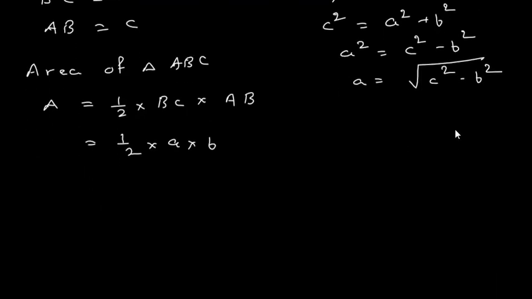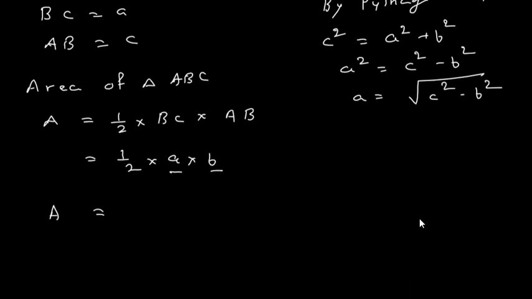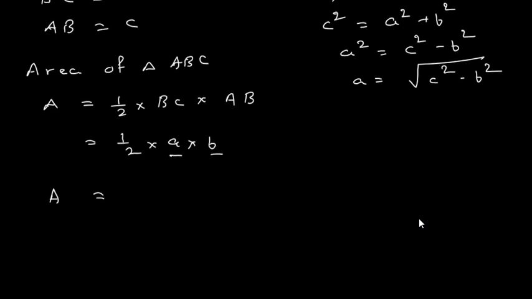So basically what we have done, we have converted these two variables A and B, which can vary for a given hypotenuse, into one variable. So here I have area is equal to half into, in place of A I will write root of C square minus B square, now here C is constant, into B. Now in this expression B is the only variable. Okay, C is constant, B is the only variable.